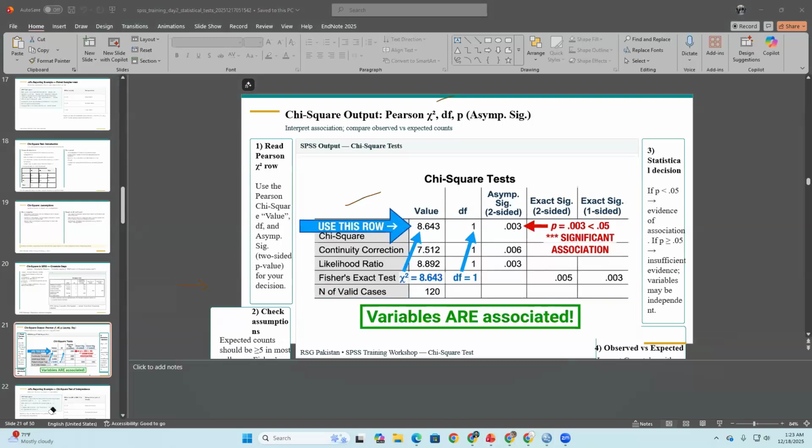Moving on. In the slides, I have attached the reporting format for APA style that you can review after the workshop. Here we are short of time. We have to cover two to three more tests before we finish. Now we should proceed further.